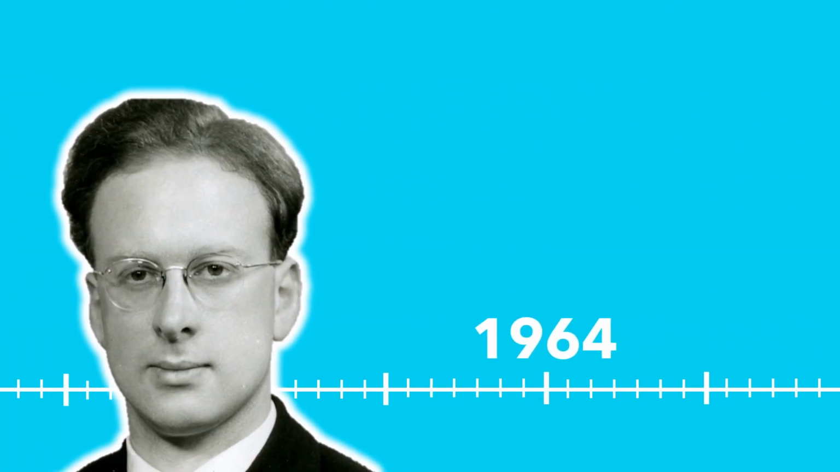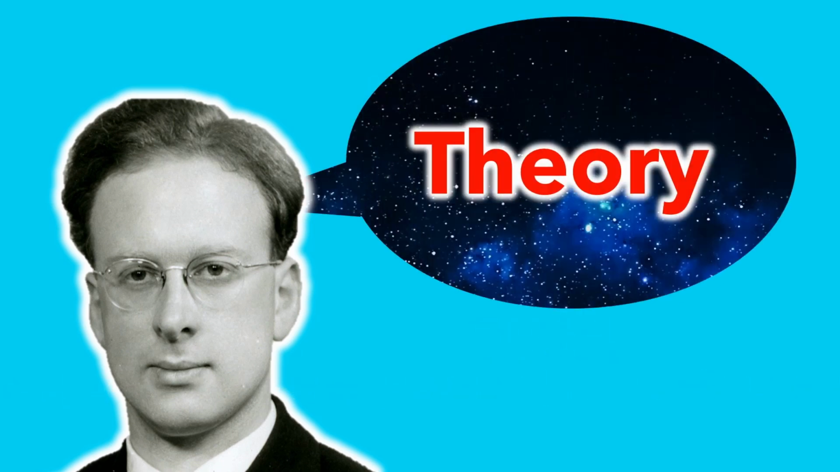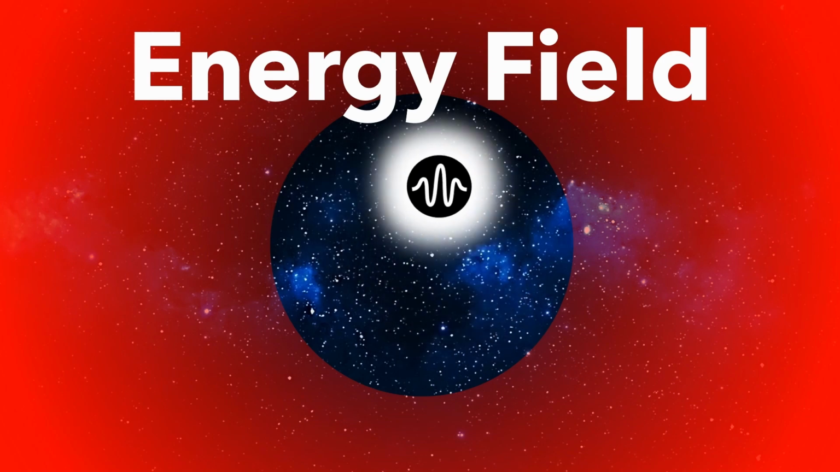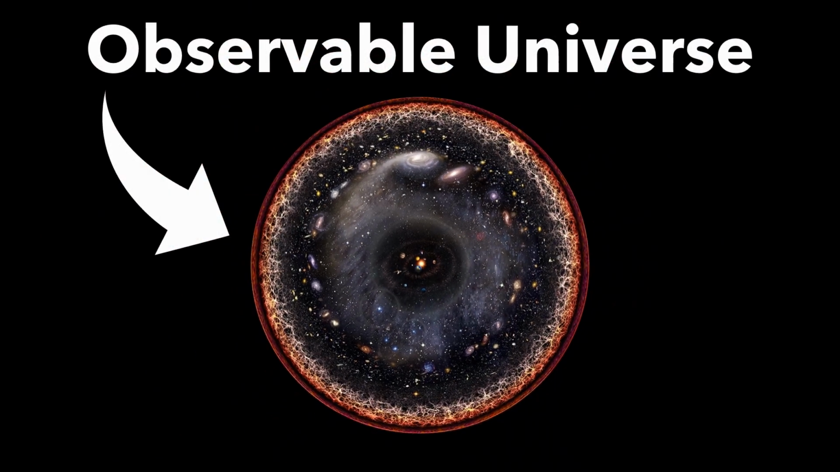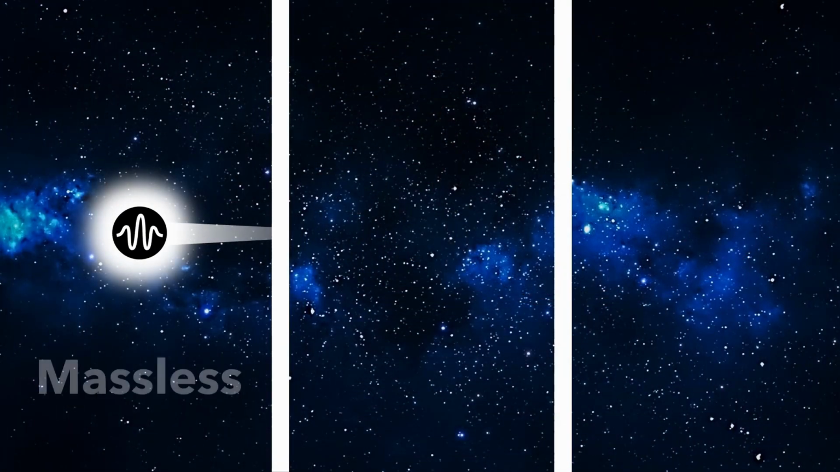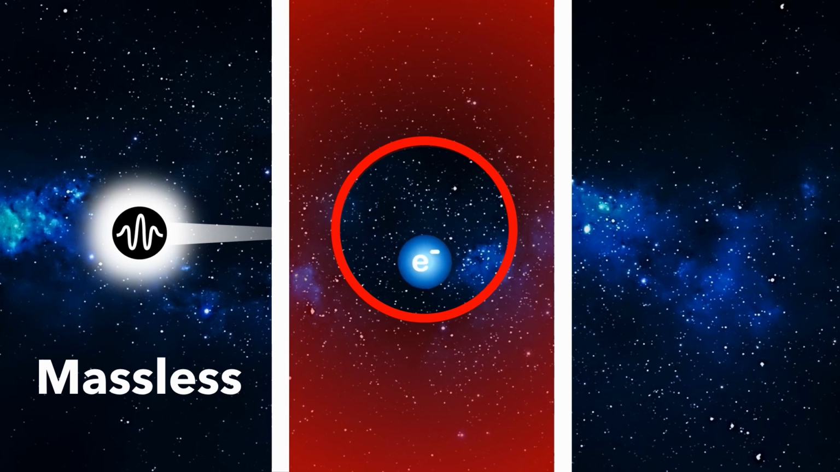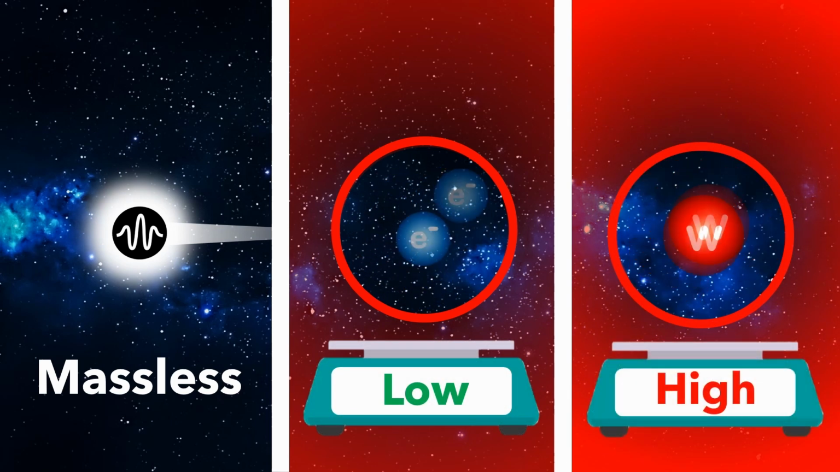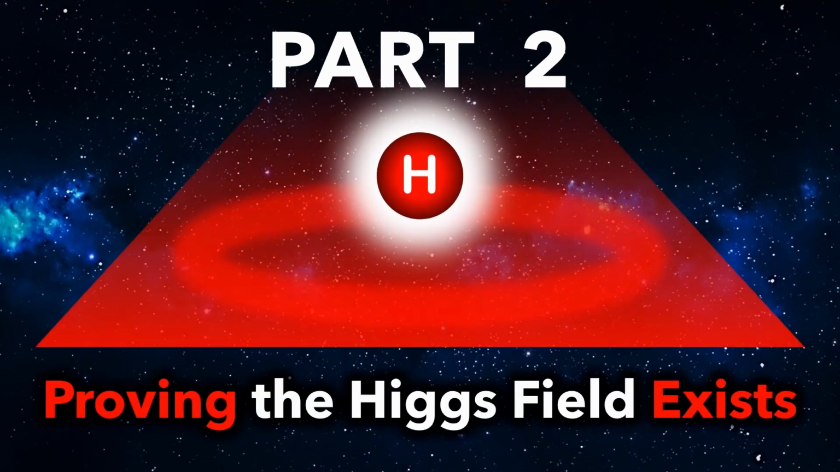Well, in 1964, Peter Higgs and 4 others proposed a theory. Rather than a box, particles really interacted with an invisible energy field that permeated the entire universe. They called it the Higgs field. Particles which didn't interact with the Higgs field were massless, particles which interacted weakly had a small mass, and ones which had strong interactions were heavy. But how could he prove the existence of the Higgs field?